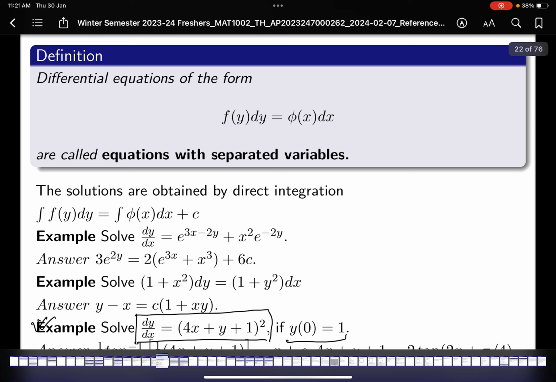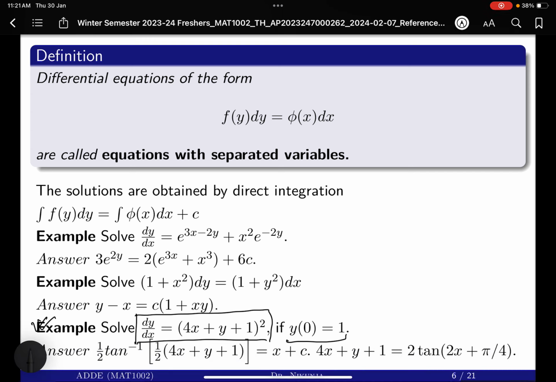Now see that question I just told you about, the initial value problem. This third question: dy/dx is equal to (4x plus y plus 1) whole squared, if y(0) is equal to 1, it is given. Basically they are asking to find a particular solution.